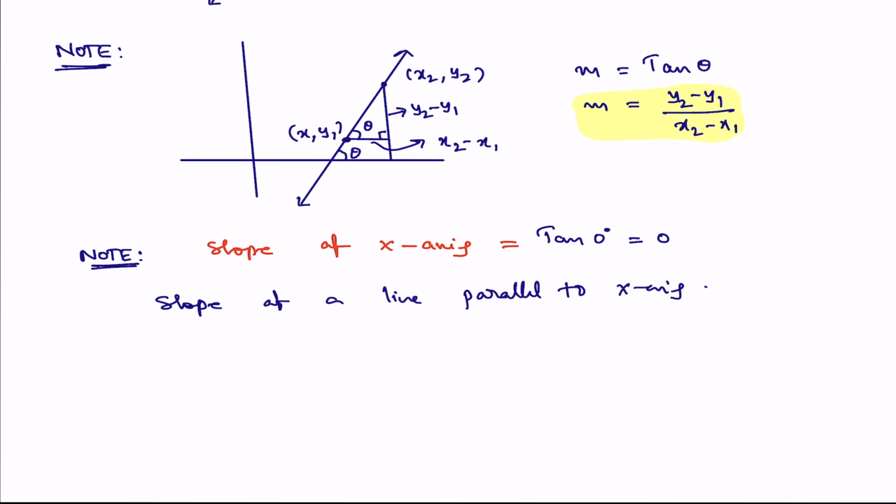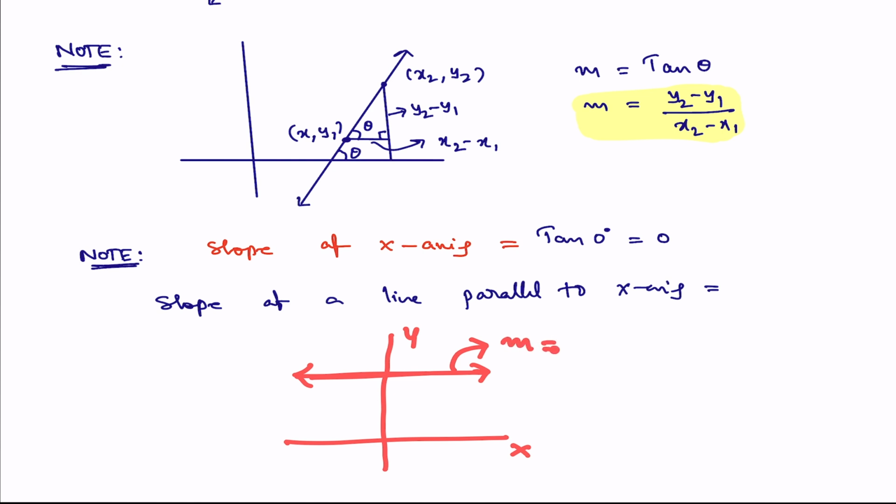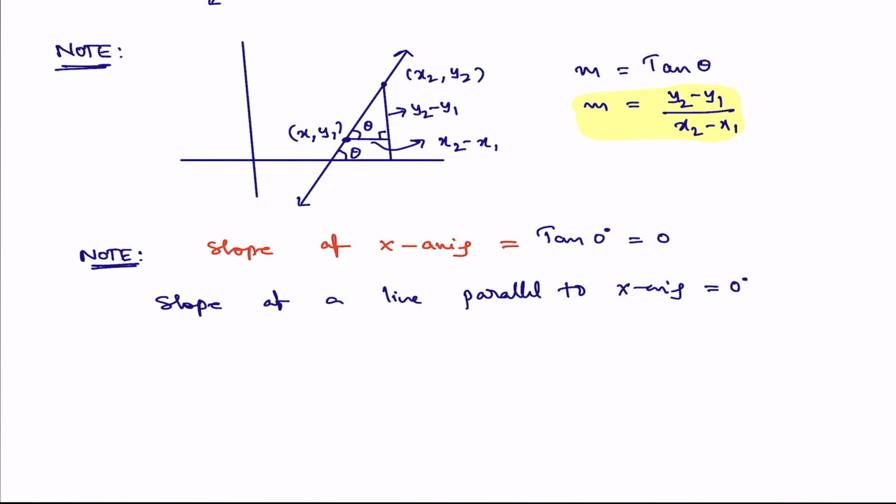Now, the slope of a line parallel to the x-axis. Suppose there is a coordinate axis, x-axis and y-axis, and this is the line parallel to the x-axis. To find the slope of this line, you need either the inclination or 2 points on it. The inclination of a line parallel to the x-axis is 0. So its slope is tan 0, which is 0.